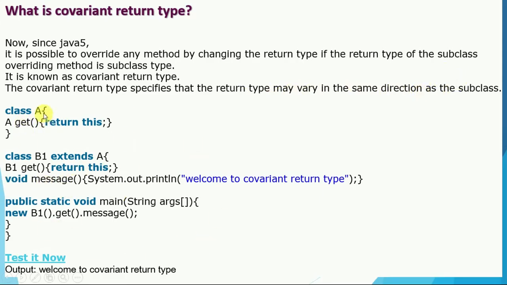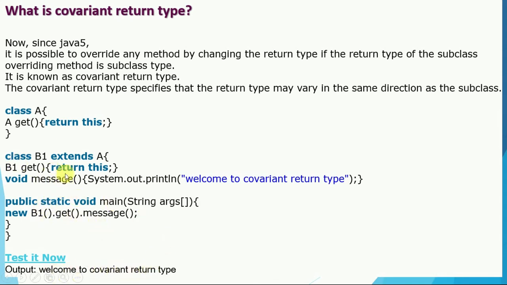We have a class named A with a get method, which returns the current instance. We have a child class named B which extends the parent class A, and it also has a get method, which returns the current instance. We also have a void message method, whose print statement is "welcome to covariant return type". In the main method, we call the class constructor with this get method and this message method. So the output is "welcome to covariant return type".